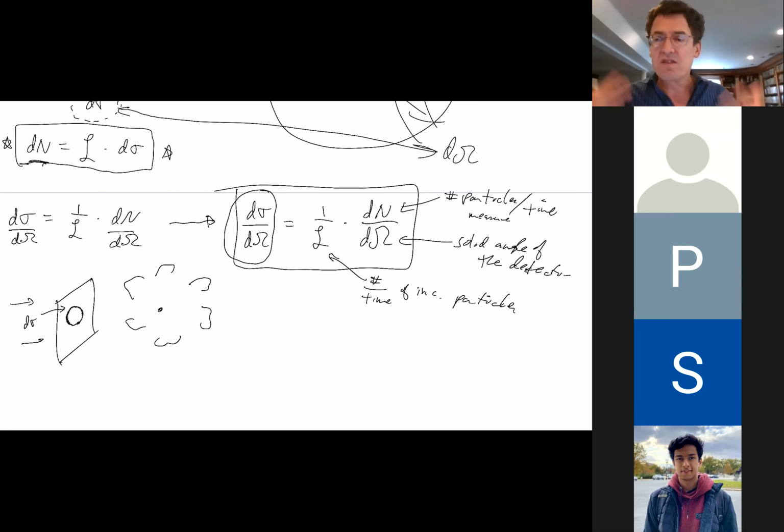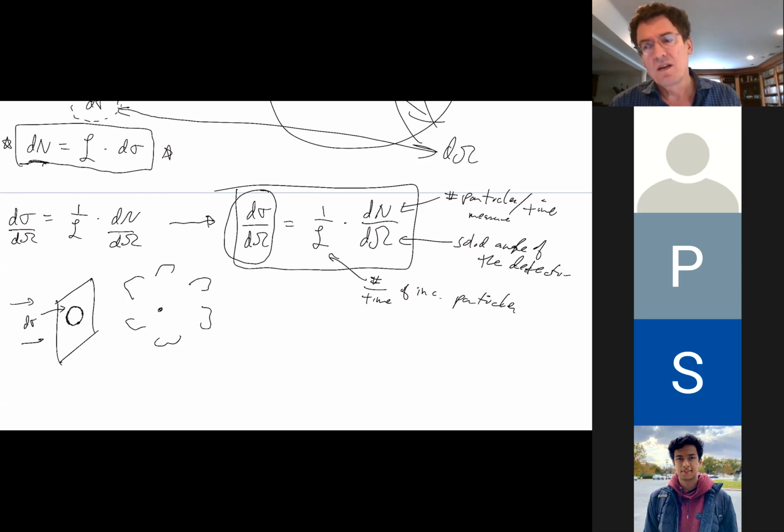I mean, I can completely define it. It's like I define the d sigma and I measure the d omega. Is that addressing your question, or maybe I'm going off on a tangent? Yeah, I see. That makes sense.